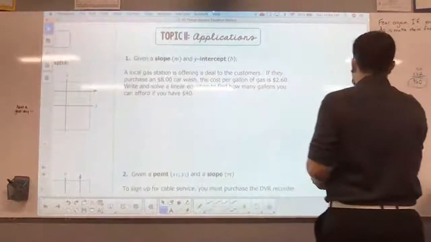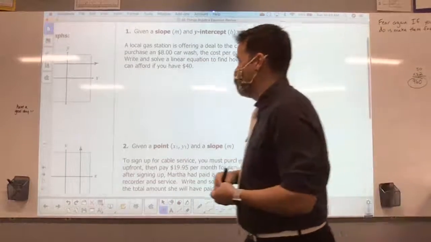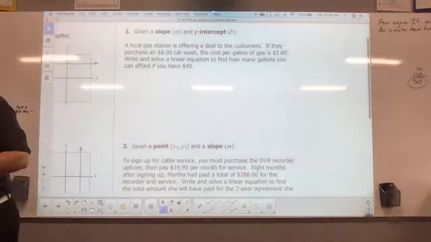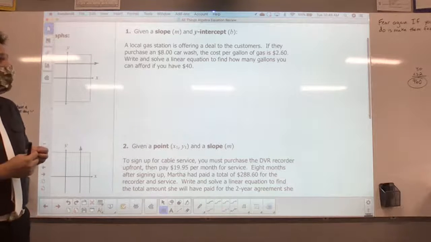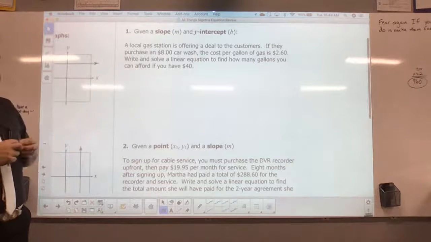All right, I want you to make sure you can do these word problems. There are some of these on the Alex homework that you've gotten already, where you're basically just going to plug in the values as you go, given a slope and a y-intercept.